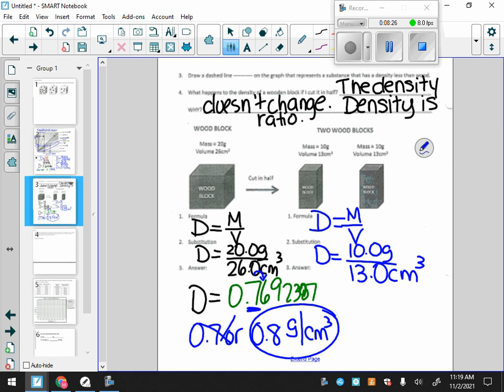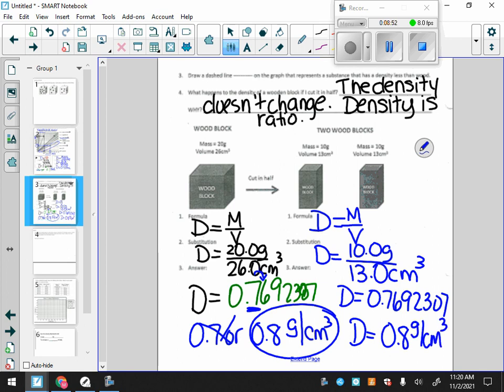What happens when I plug those numbers into the calculator? 10.0 divided by, I'm sorry, not 23, 10 divided by 13. I get the same answer. Why? 0.7692307. I get 0.8 grams per centimeter cubed.